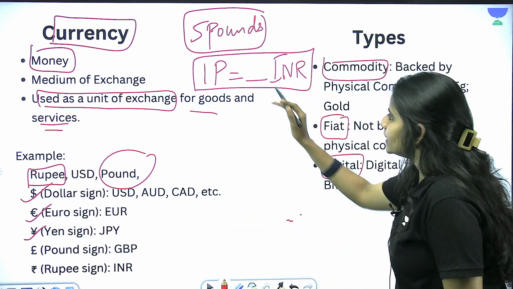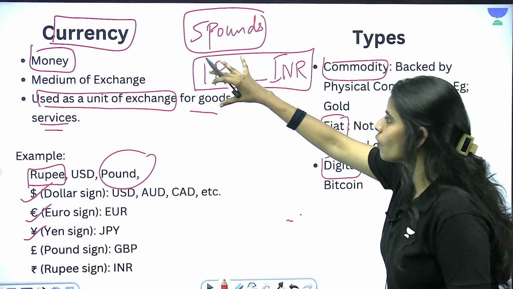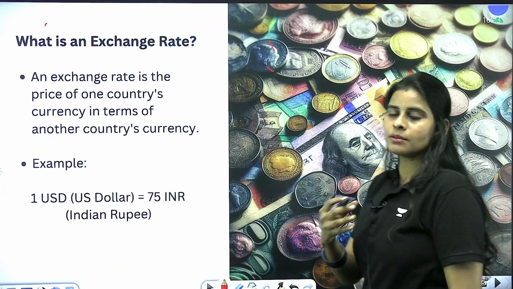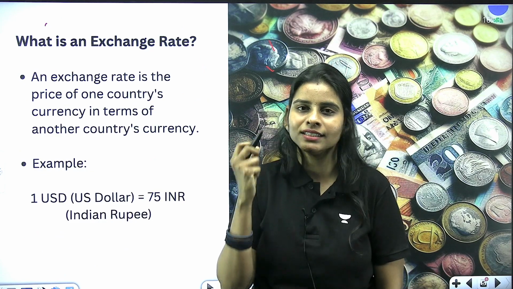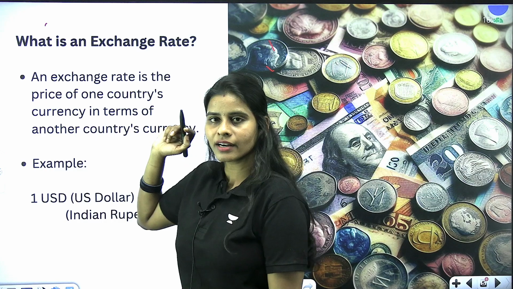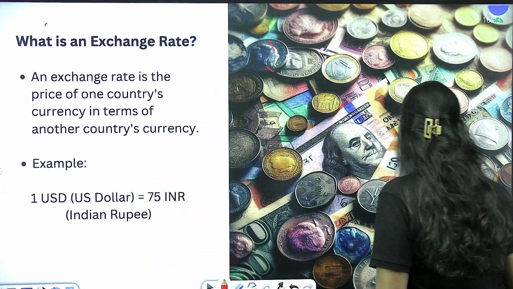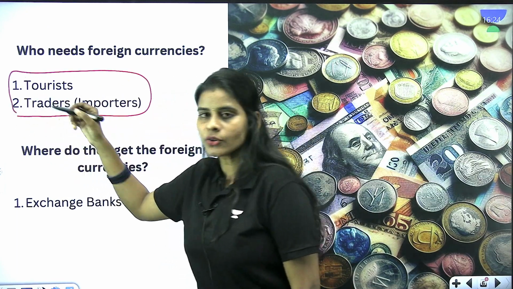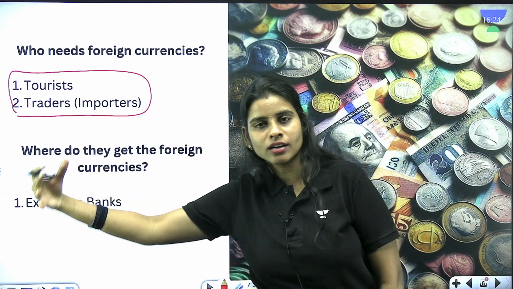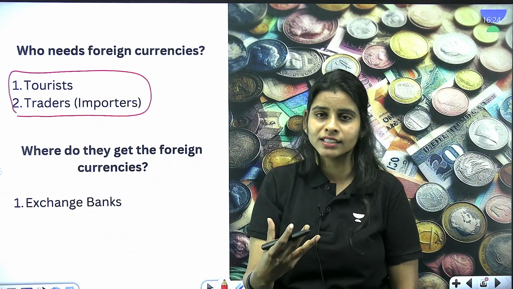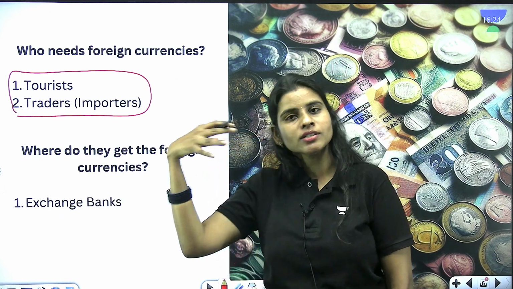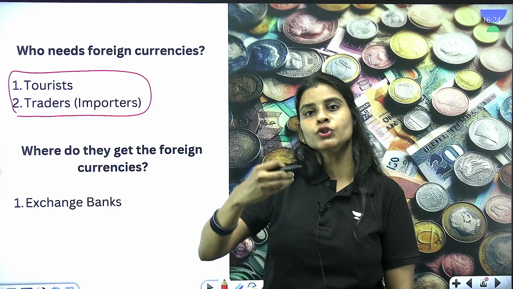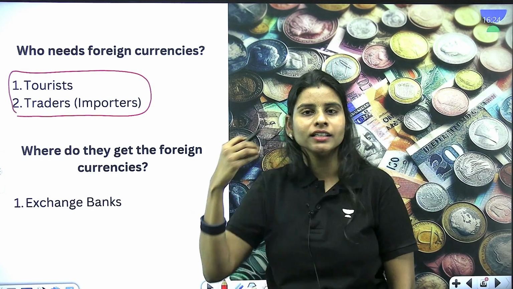Okay, fine. Now let's go to this portion, that is, what is meant by the exchange rate and how it is determined. But before that, tell me, who is going to demand these foreign currencies? Tourists, right? And who else is going to demand foreign currency? One who wants to import goods. Remember? So if I am a tourist who is going to travel abroad, then definitely I need foreign currencies. If I am an importer importing foreign goods and services, I have to pay in the currencies which they accept, right? So in that case, I need the foreign currency.